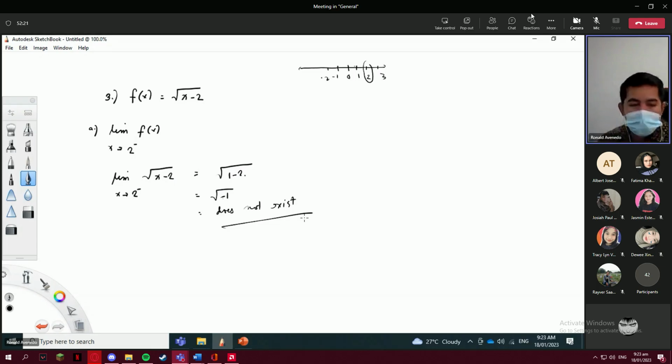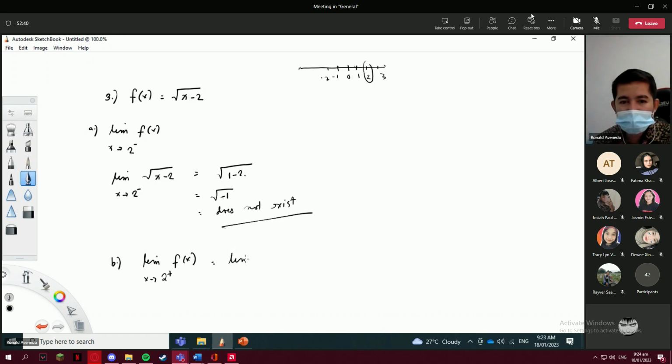The right side limit is part b. The limit of f of x as x approaches 2 from the right. So this is the limit of the square root of x minus 2 as x approaches 2.